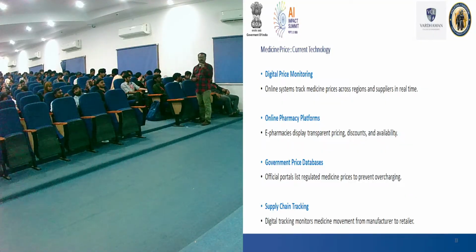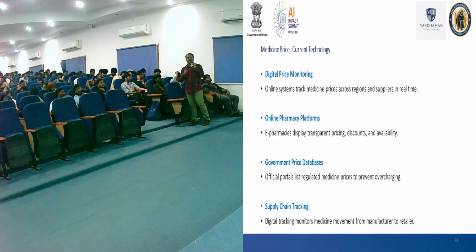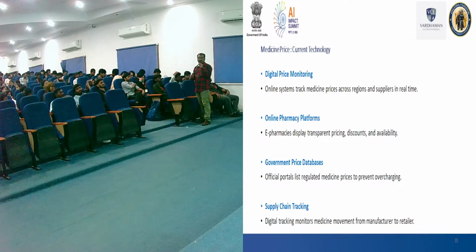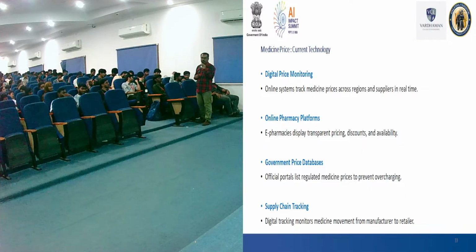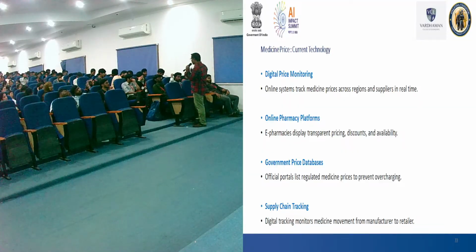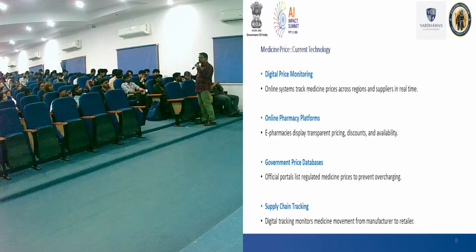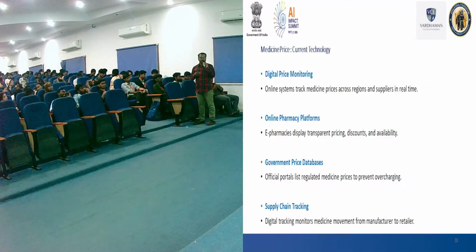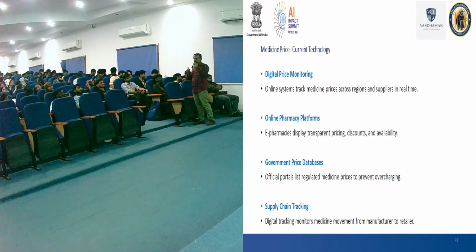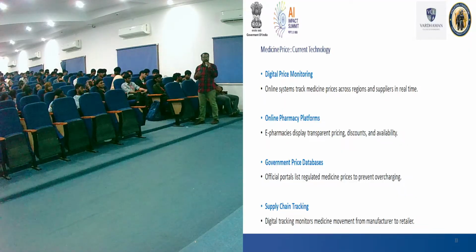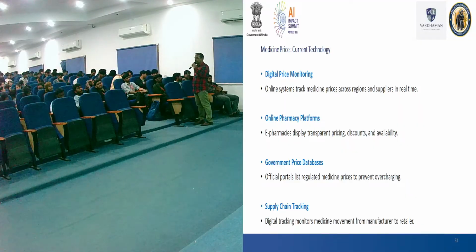So how are we going to control this? What current technology are we using to predict medicine prices? Digital price monitoring: online systems track medicine prices across regions and suppliers in real time. Online pharmacy platforms: nowadays you can order on the online portal even from your home, otherwise you need to go to medical shops or doctors. Government price database: official portals regulating medicine prices to prevent overpricing. Supply chain tracking: digital tracking monitors medicine movement from manufacturer to retail.